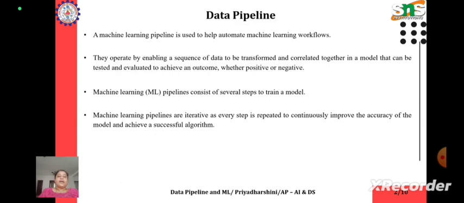A machine learning pipeline is used to help automate machine learning workflows. They operate by enabling a sequence of data to be correlated together in a model that can be tested and evaluated to achieve an outcome, whether positive or negative. Machine learning pipelines consist of several steps to train a model. A machine learning pipeline is also an iterative process in which every step is repeated to continuously improve the accuracy of the model and achieve a successful algorithm.